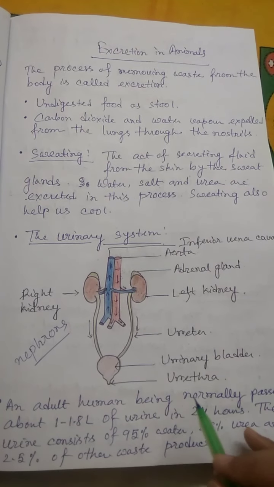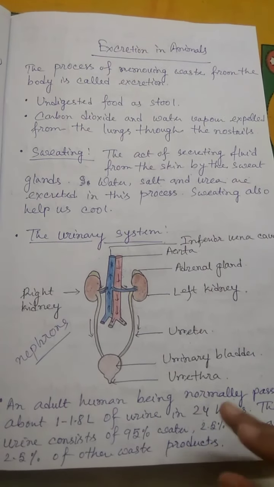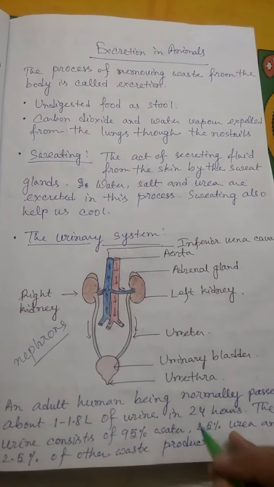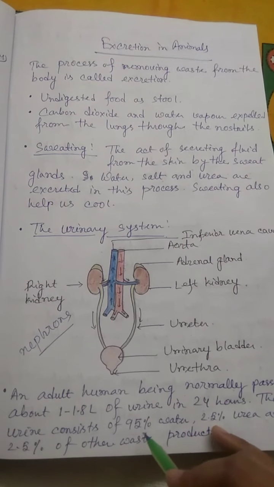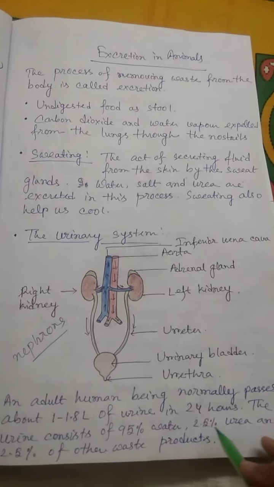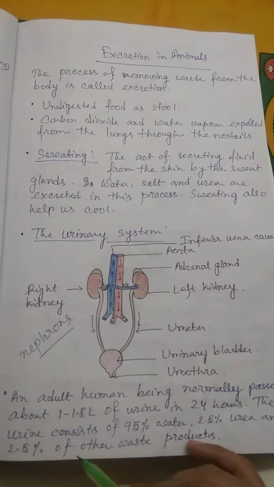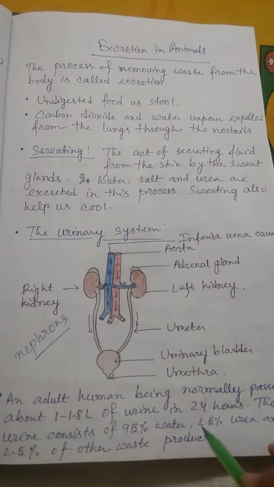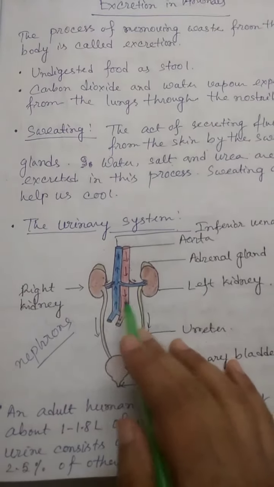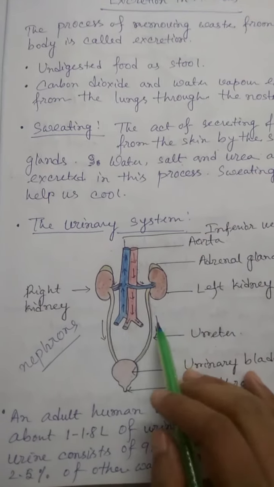And what are the constituents of the waste materials present in urine? The urine consists of 95% water, 2.5% urea, and 2.5% other waste products. Now kidneys work as a natural strainer in our body.